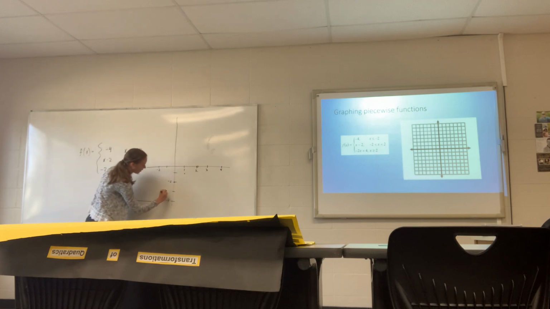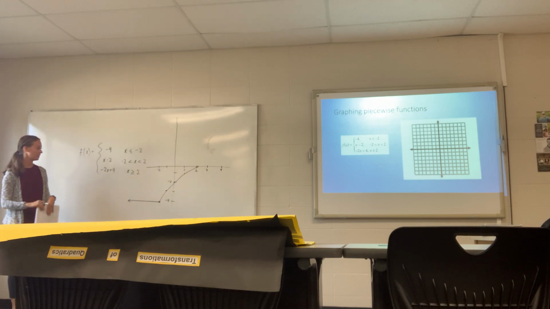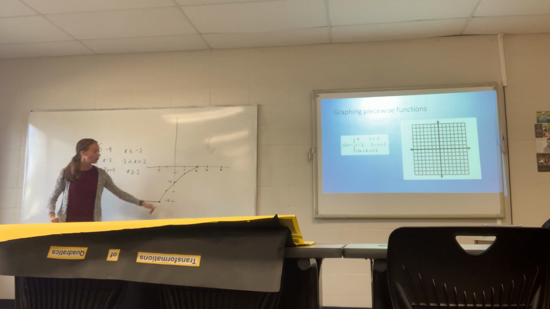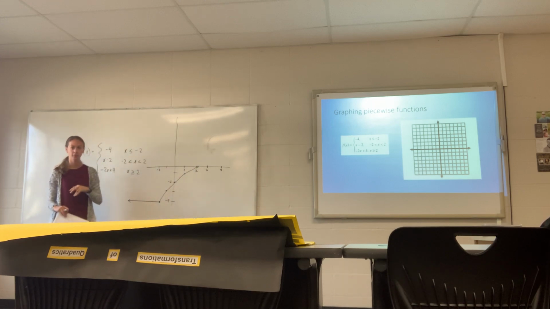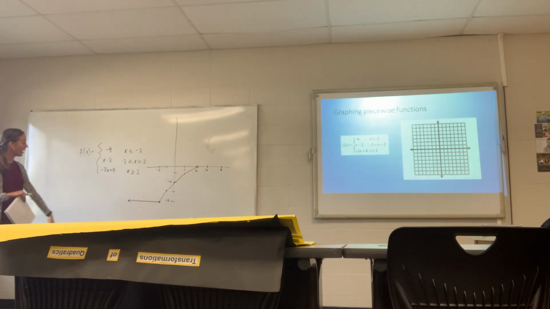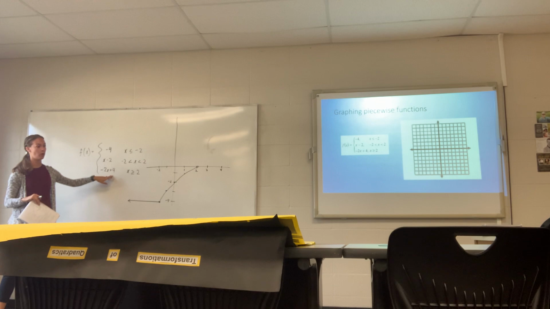But so here I have my graph in here. So here's the middle piece. And it can only go from -2 to 2. I can't keep going down and I can't keep going up. It can only be in this domain right here. Okay, and then the last one I have -2x plus 4.